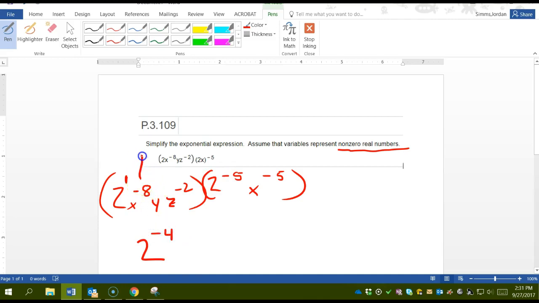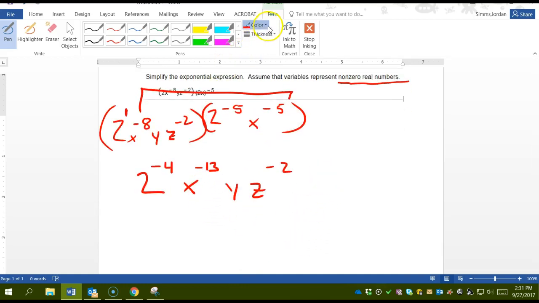Let's deal with our x's now. We have x to the negative 8 and x to the negative 5. So we'll add those together. That's going to give us negative 13. Y, we have no y's over here, and we have no z's over here. So we just leave all that as it is. Okay? So now we've basically multiplied, but let's deal with these negative exponents.